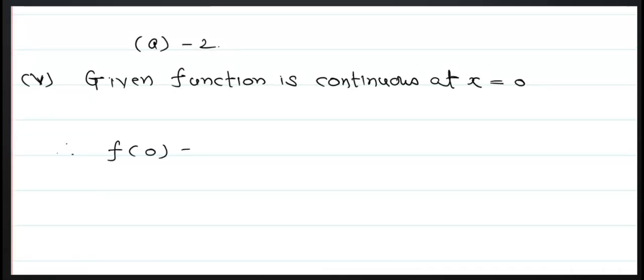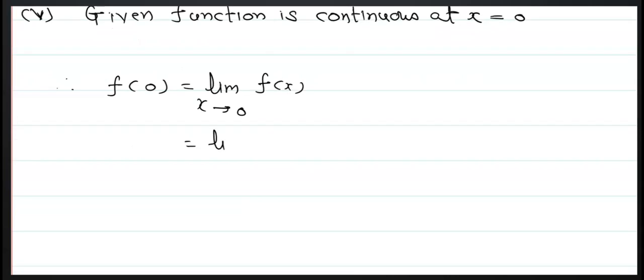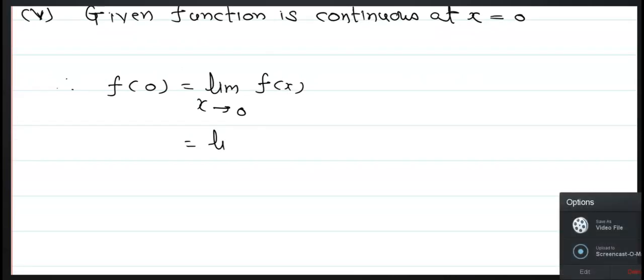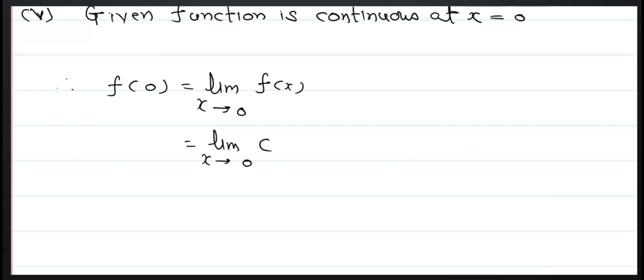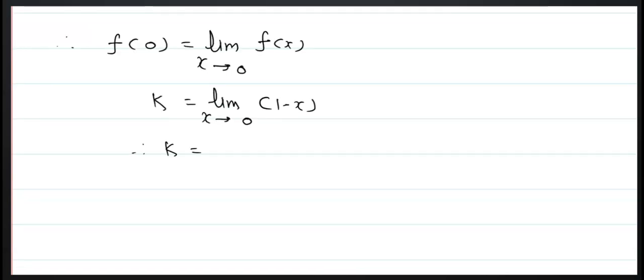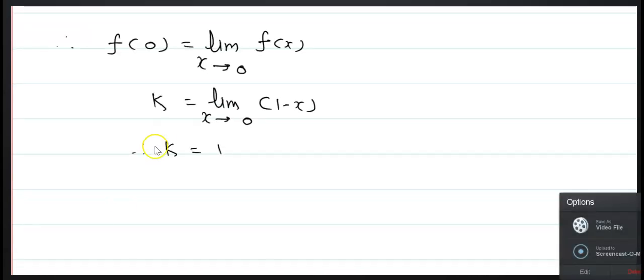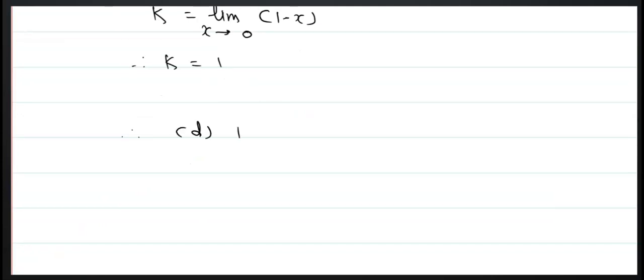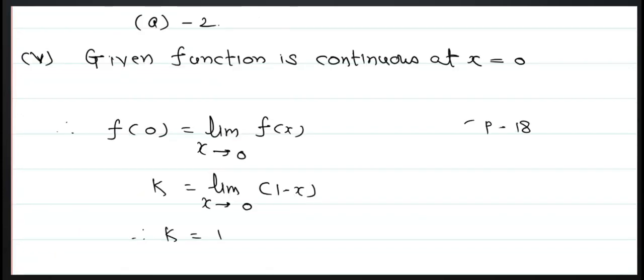At x is equal to 0, that is continuity. The value of the function is equal to the limit of the function. f of 0 is equal to limit x tends to 0 of f of x, which is limit x tends to 0 of 1 minus x. As x tends to 0, it becomes 0, that is, k is equal to 1. Therefore, option D is the correct one.